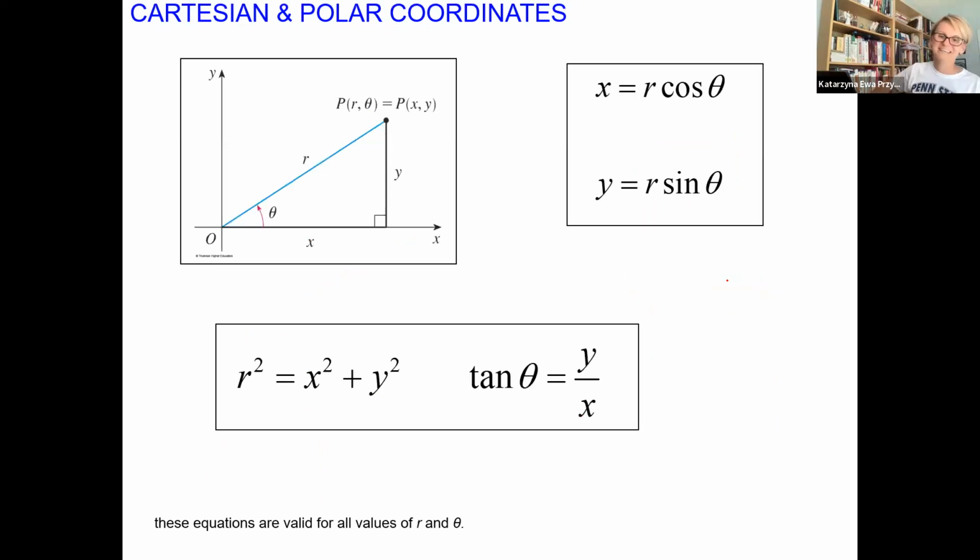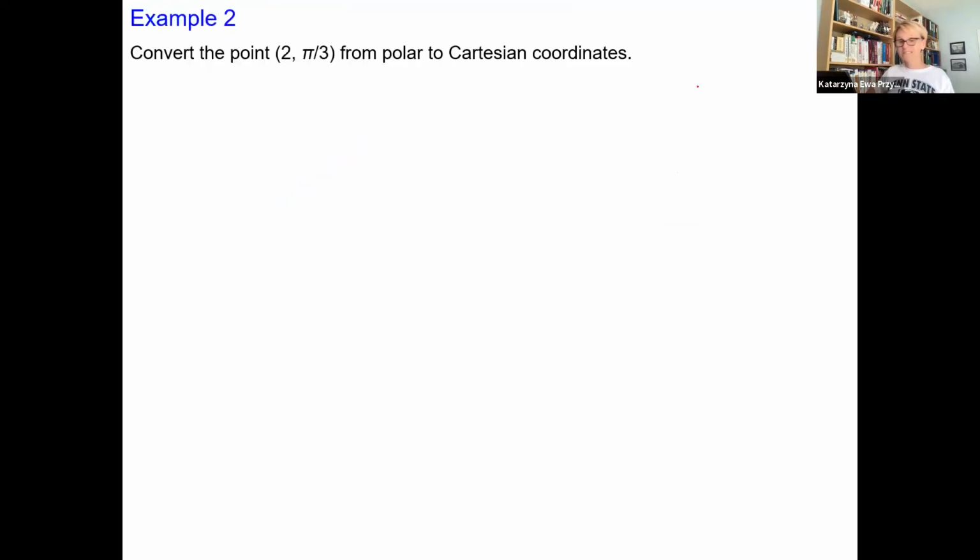I typed them. R cosine theta, R sine theta, which is the same as the unit circle. But unit circle means the radius is 1. X is always represented by cosine of the angle, and Y coordinate is represented by sine theta. Everything is connected in mathematics. Okay, now let's see. Very basic question. Let's convert 2 pi over 3 from polar to Cartesian.